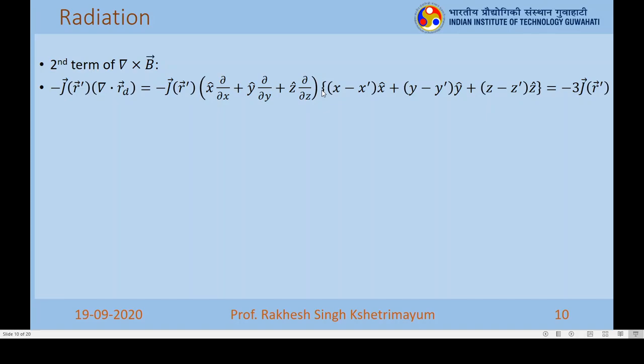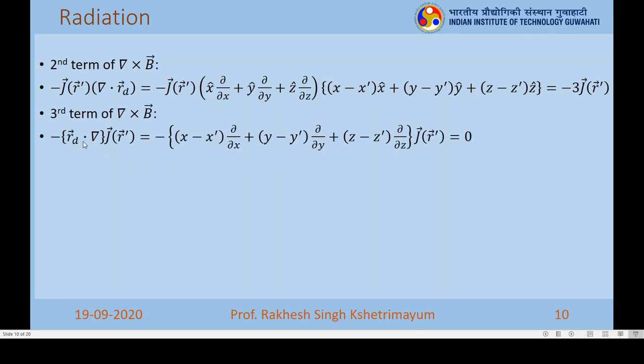There should be a dot here, the dot product of these two vectors. So you get a 3, so minus 3 jr dash. How about the third term? The third term is minus rd dot del jr. So rd dot del is this and jr is this.